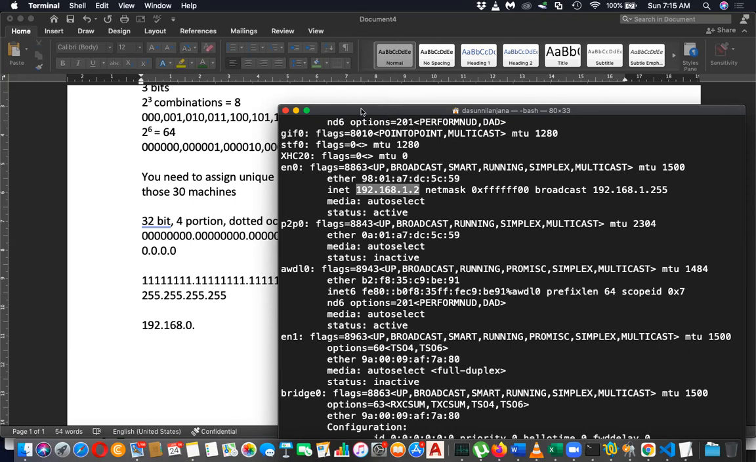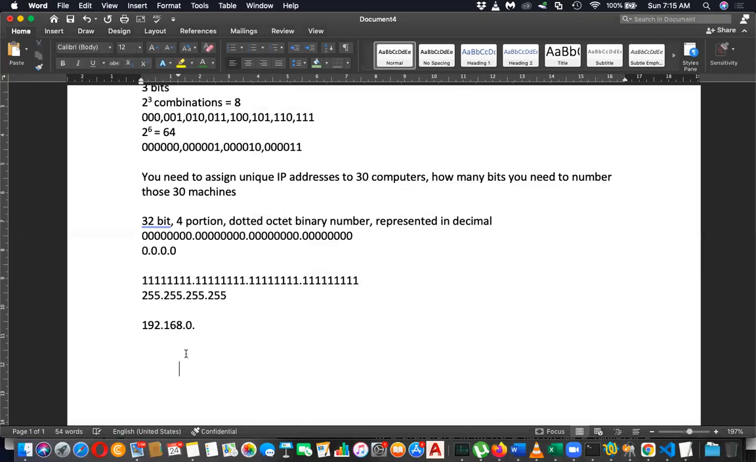Others do the same. If you're using a computer or laptop, do the same. Press Windows key and R key. Then type CMD and press enter.